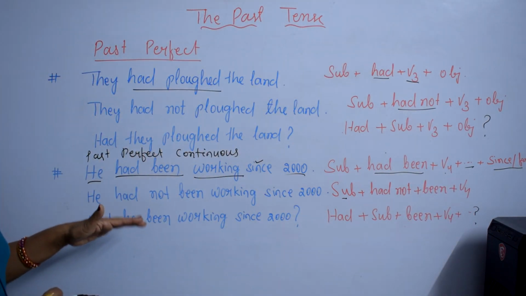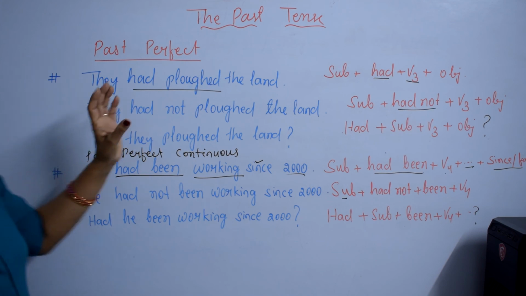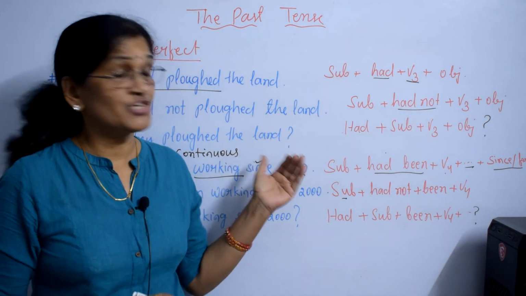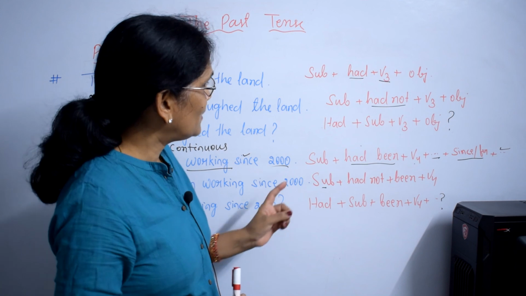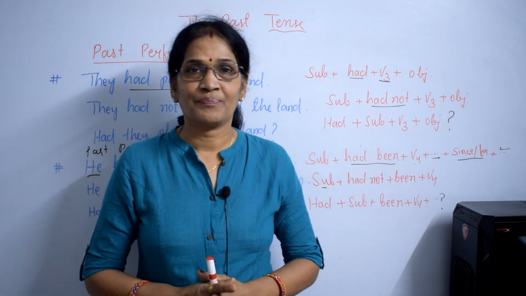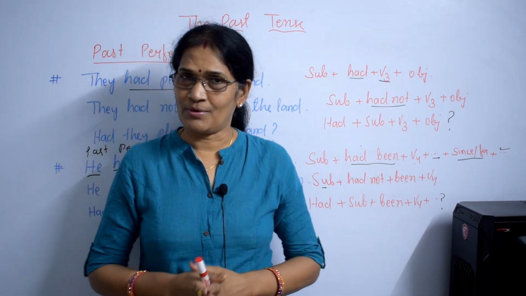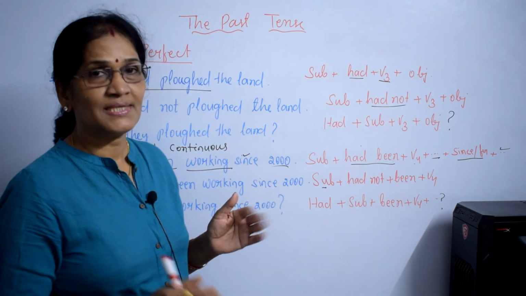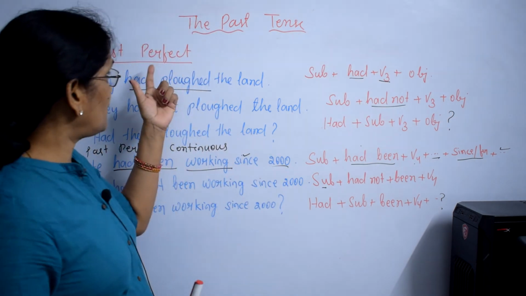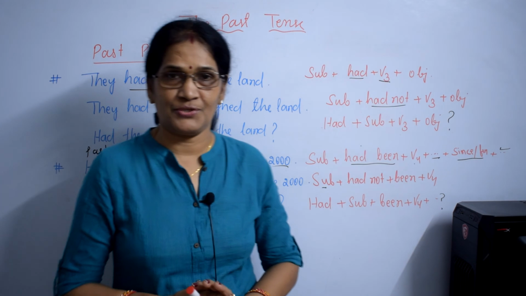In such a way, we can know the past tense. We can construct the sentences. What do you get from the concept? Past tense has 4 forms. One is simple past, past continuous, past perfect and past perfect continuous.